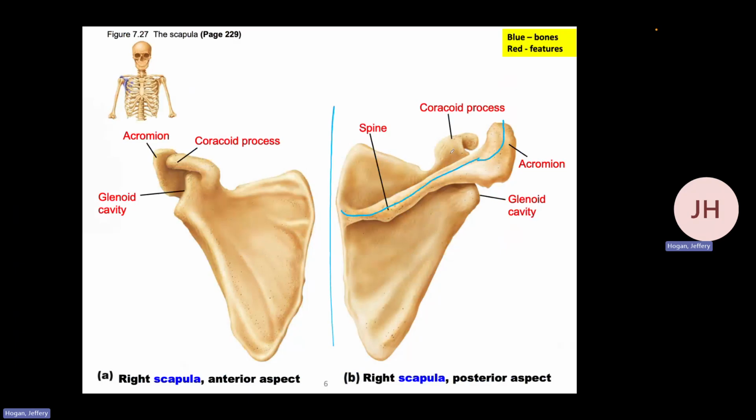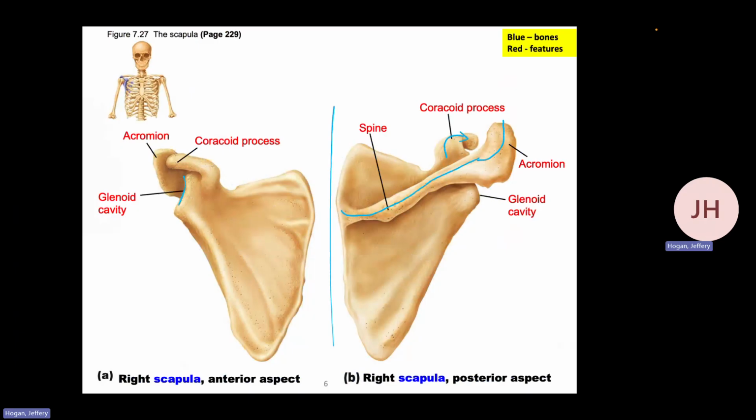And then we have another process that comes forward off of the major portion here, not just the spine, but this body of the scapula, called the coracoid process here, right? And this is an attachment site for a muscle, all right? On the anterior aspect, this is the side that rests against the rib cage, right? We have a little muscle that goes under here to help control the scapula.